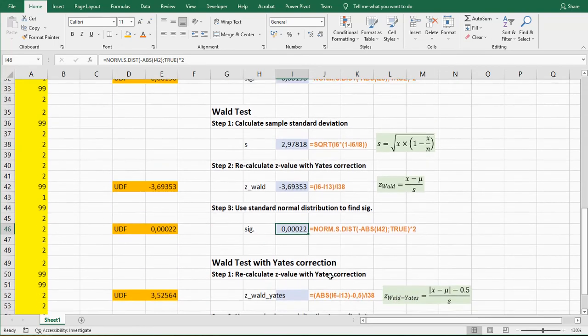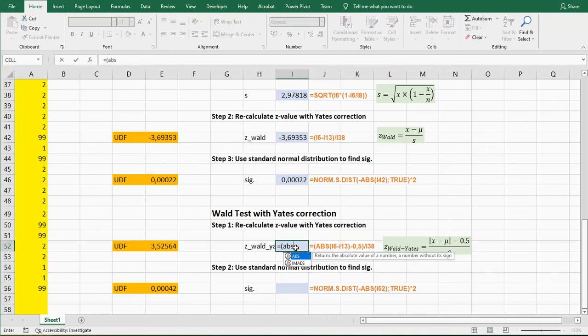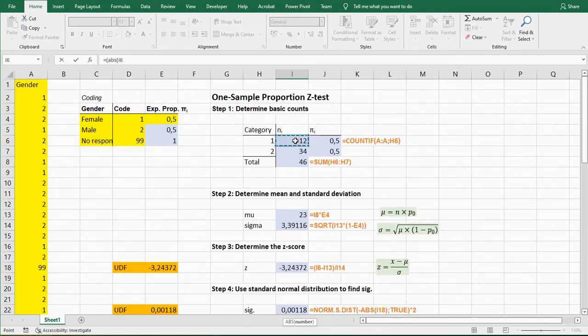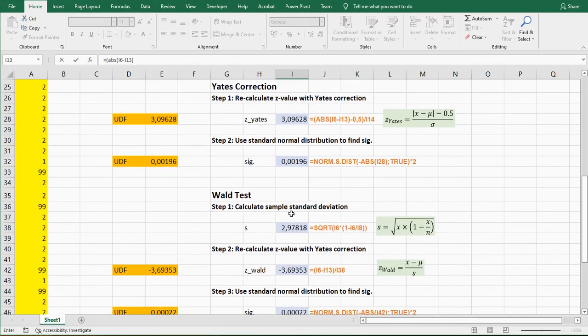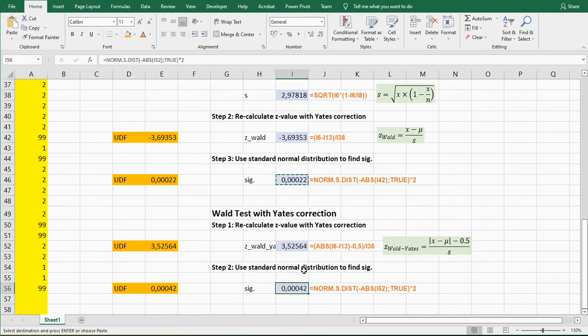Of course we could even also apply a Yates continuity correction to this one. So in that case we actually use the similar as before. We say equals, open up a set of parentheses, we take the absolute value of our x minus mu, so all the way up, x minus mu, and then we subtract 0.5, close the parentheses for the numerator and divide by that S value, and of course we can calculate its significance there as well. So those are quite a few different variations.